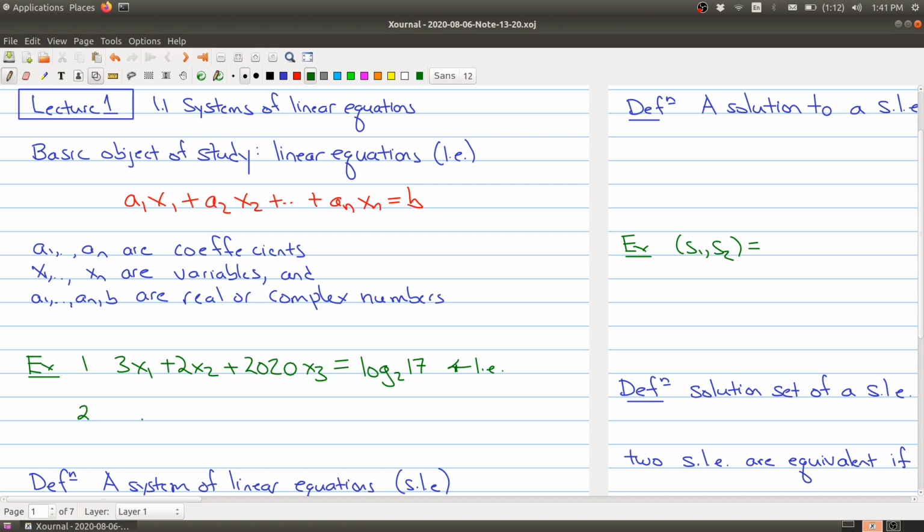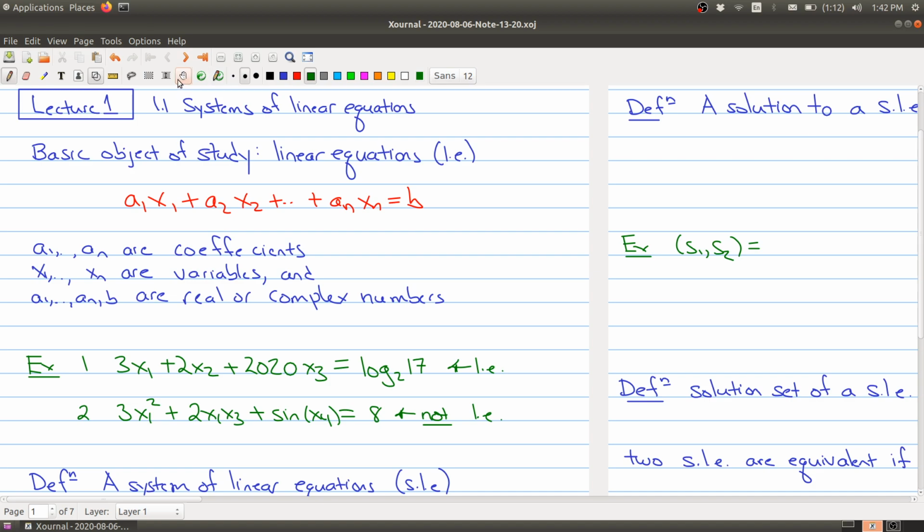But if I had something like this, 3x1 squared plus 2x1 times x3 plus sine of x4 equaling 8, this is not a linear equation. And there's a bunch of reasons it's not a linear equation. We have variables multiplied by other variables, or powers of variables, or we have functions like these. We're taking sine of a variable. So these things are not allowed when we look at linear equations.